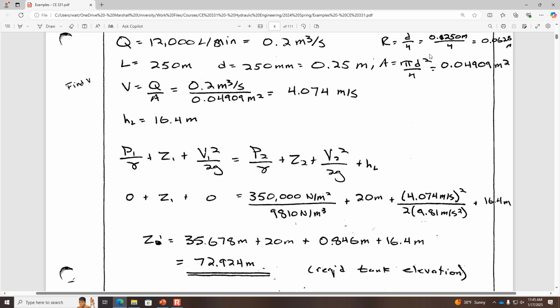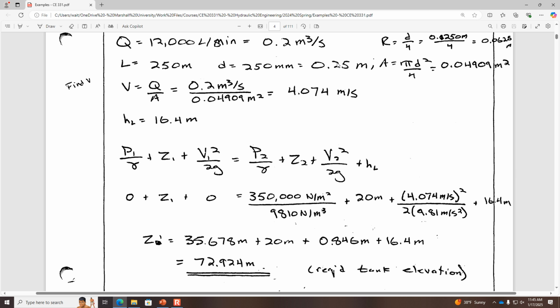It's been decades since I thought about area in terms of radius. It doesn't even occur to me anymore that that would be a way of calculating the area. But pi d squared divided by 4 for a circular pipe gives us 0.04909 meters squared. So the water's moving at a velocity through the pipe of 4.074 meters per second. That's pretty fast.